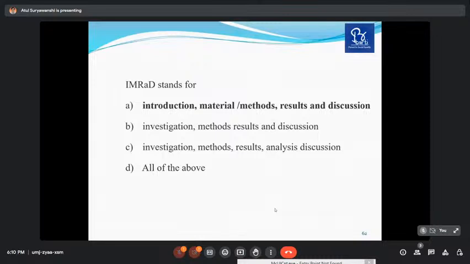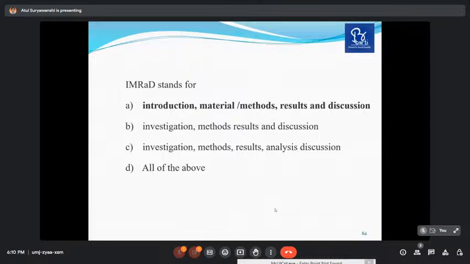The next question. In the result section, do not exaggerate the result. Don't be afraid of reporting the negative results. Statistical support must be there, and all of the above. So in the result section, all of the above should be there. There will be no exaggeration, no fear of the negative result, and statistical support must be there. So this is the result. Let us turn towards the next slide.